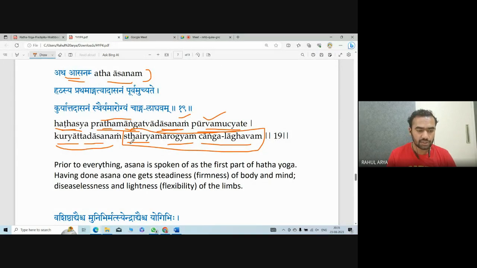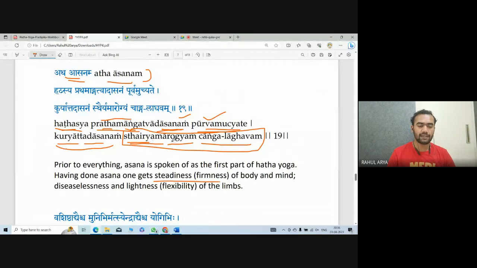We will get sthairyam. Sthairyam means steadiness, stability. Our body will be stable. As when we practice Vrikshasana, a balancing posture, you can correlate it, then we feel the stability. Likewise, if we are practicing the asana, then our body will be stable, steady, firm.